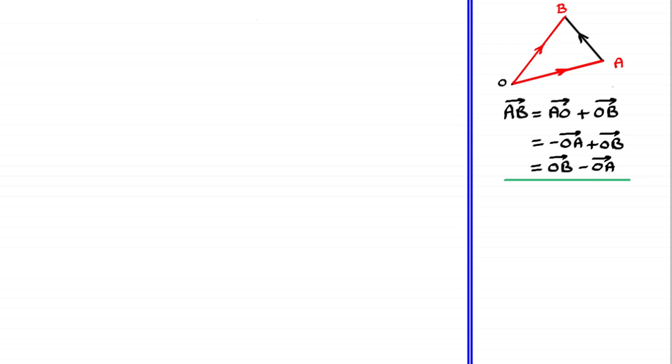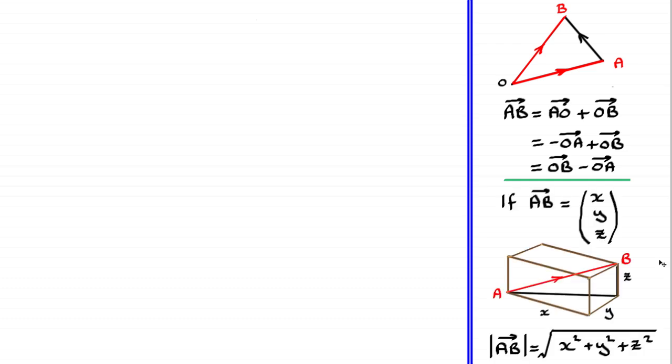Quickly moving on, you should also be familiar with this result: if you've got a vector AB and it's got these components, x, y, z, then the magnitude of the vector AB is the square root of the sum of the squares of the components. It's basically working on Pythagoras' theorem. Now, I'm not really here to prove these results to you. I'm assuming that you are familiar with these results.